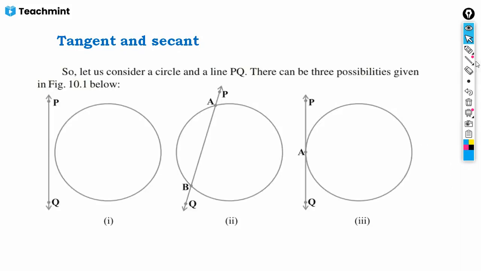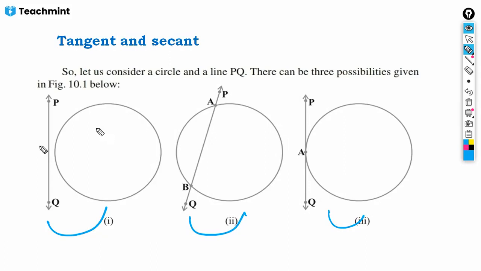So here, before starting the definition, let us have some diagrams. You can see that there are three different cases. Before going to the meaning of tangent and secant, let us consider a circle and a line PQ. There is a circle in each case, and in each case you have a circle and a line. So there can be three possibilities, given in figure 10.1 below. When you observe the relationship between the line and the circle, we have three different ways. What is the relation between this line and the circle in the first case?